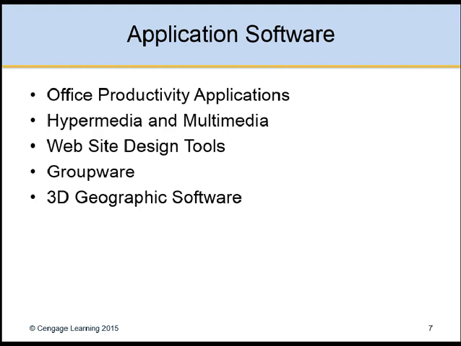Hypermedia and multimedia. Hypermedia has a feature that enables users to access information by clicking a text line or a graphic. Web authoring tools enable hypermedia features. They're often part of other applications such as word processors and presentation tools.